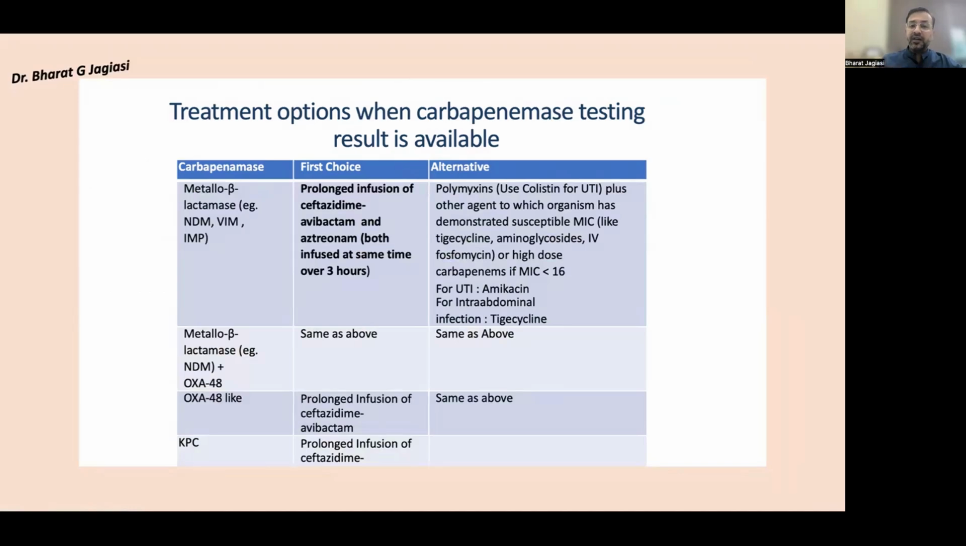So how do we do it? Treatment options in carbapenemase. If it's a metallo-beta-lactamase, maybe the resistance mechanism is NDM, VIM or IMP, we use prolonged infusion of ceftazidime-avibactam and aztreonam. Both are infused at the same time. And when it's KPCs, we use prolonged infusion only of ceftazidime.